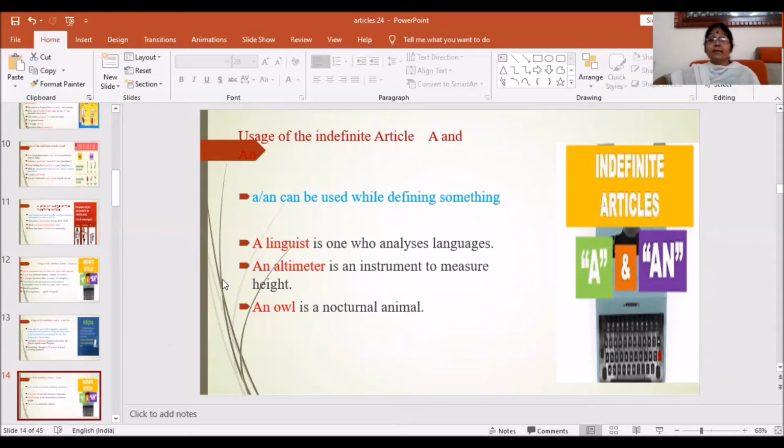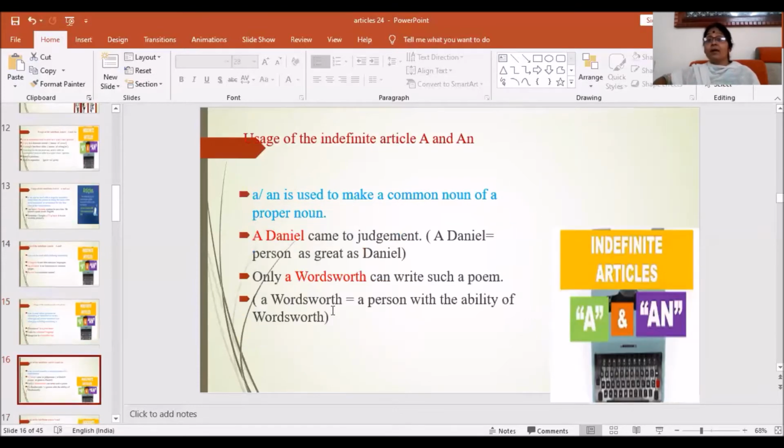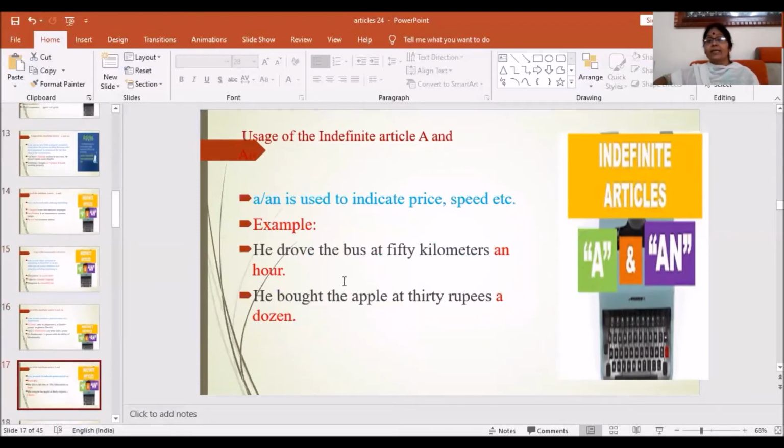And then we use them when someone or something is described, or to say what type of person someone is or what type of thing it is. For example, Chiranjeevi is a great actor. So when I want to say what type of person, then I use my article. Or sometimes when we change our common noun into a proper noun, we use our article a and an.